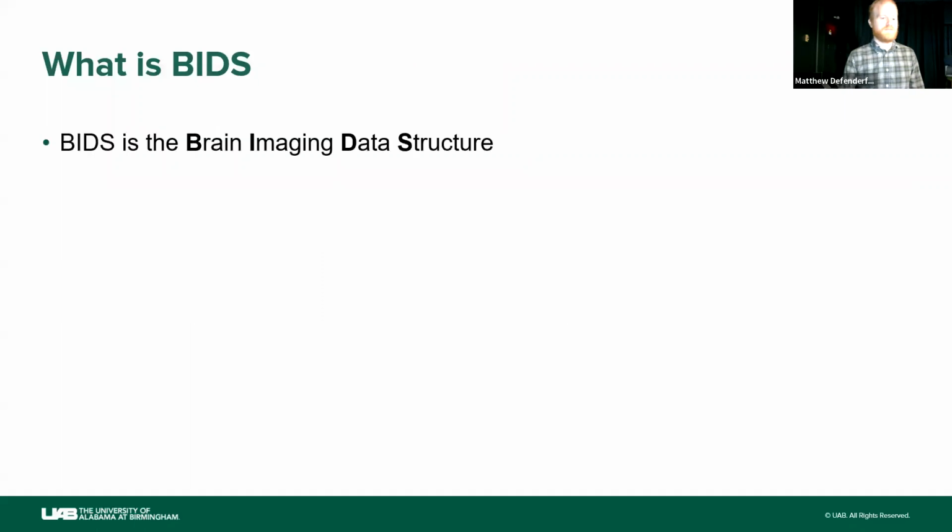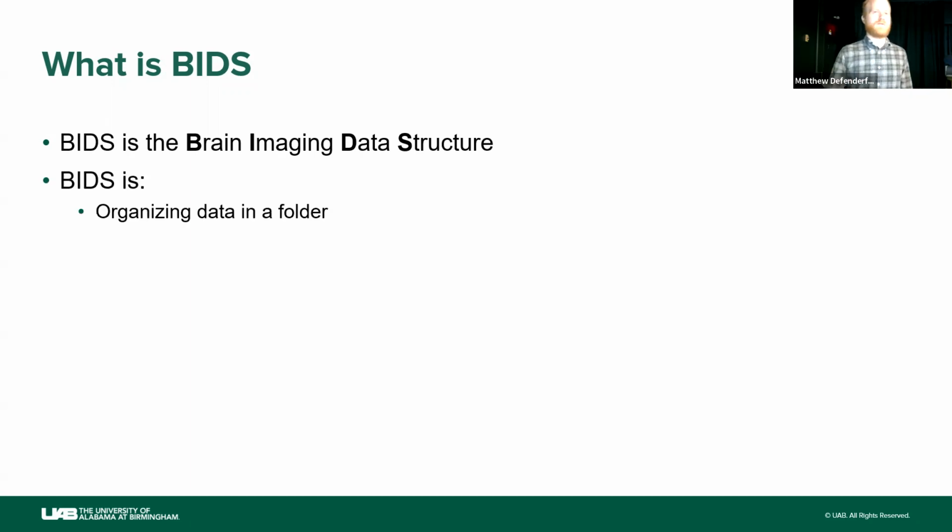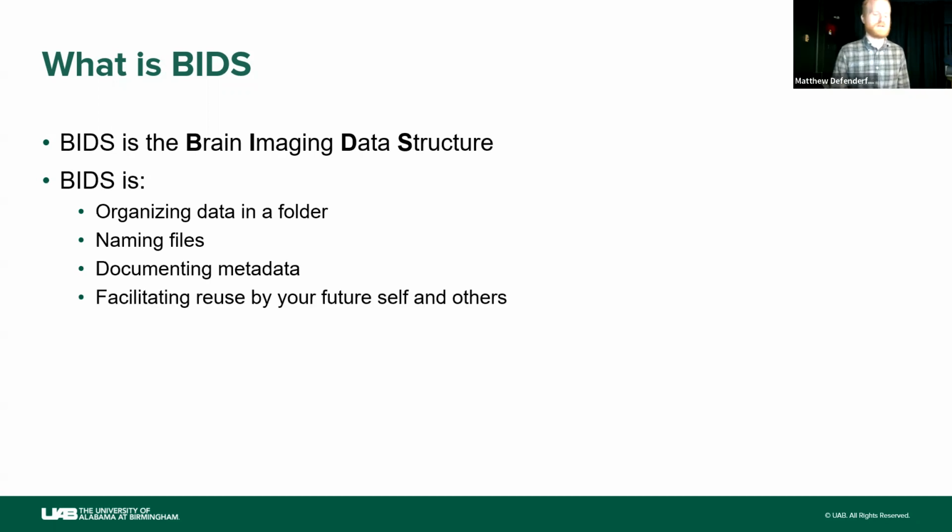So what is BIDS? BIDS is an acronym that stands for the Brain Imaging Data Structure. BIDS is organizing data in a folder, it is naming files, it is documenting metadata, and it is facilitating reuse by your future self and others. What it is not, and I feel like there's a large misconception about what BIDS is and what BIDS isn't.